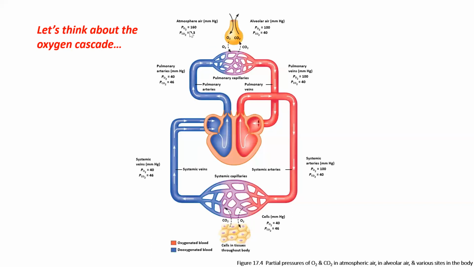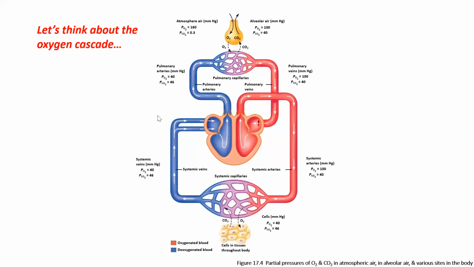It's going from 0.3 millimeters of mercury in the atmosphere to 40 millimeters of mercury in the alveoli, and then it's pretty consistent. But then it's going to go from 40 millimeters of mercury in the alveoli all the way up to 46 millimeters of mercury at the level of the cells and tissues. And that's because this is the area where we have the highest amount of CO2 being offloaded from our cells and tissues into our systemic capillaries.